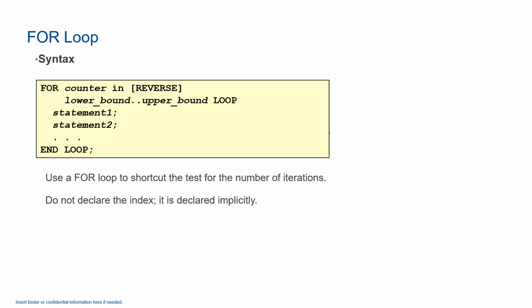Okay, this is a for loop. For loop is again similar to a normal loop. We have a condition like for counter in lower bound to upper bound. The lower bound can be 0 or 1, and up to how many places we have to go, 10, 20, loop, statement 1, statement 2, and end loop. So use a for loop to shortcut the test for the number of iterations. Do not declare the index, it is declared implicitly. We don't have to declare the index, it automatically takes the index implicitly.